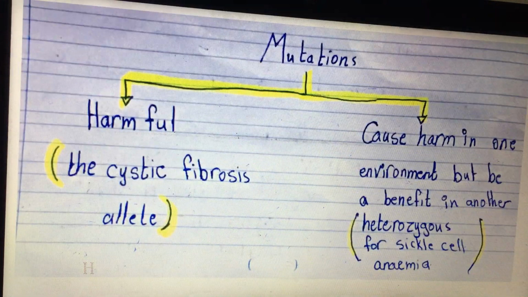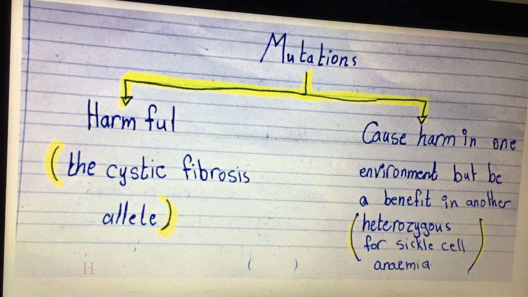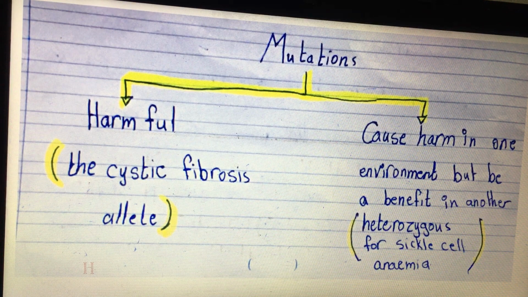Okay, now you have to know that we have two types of mutations: some are harmful, and some mutations cause harm in one environment but are a benefit in another. So the harmful mutations such as the cystic fibrosis allele. We say that cystic fibrosis is an inherited disease characterized by the buildup of thick, sticky mucus that can damage many of the body's organs. So cystic fibrosis is harmful.